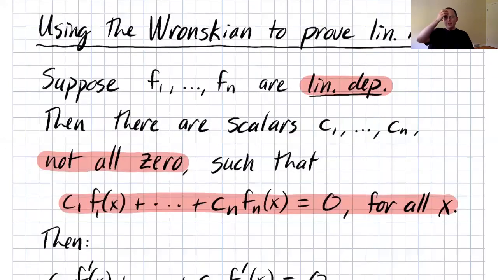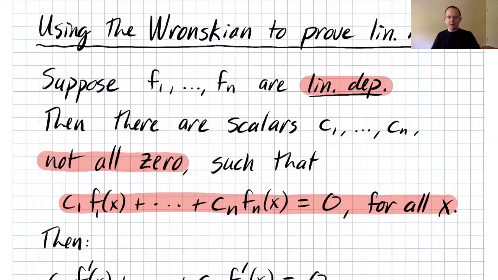All right, so I think that was probably a good example to look at because we got to see how to use the Wronskian to show x and x squared were linearly independent. So let's generalize this idea. How can we use the Wronskian to prove linear independence for not just two functions, but for n functions?